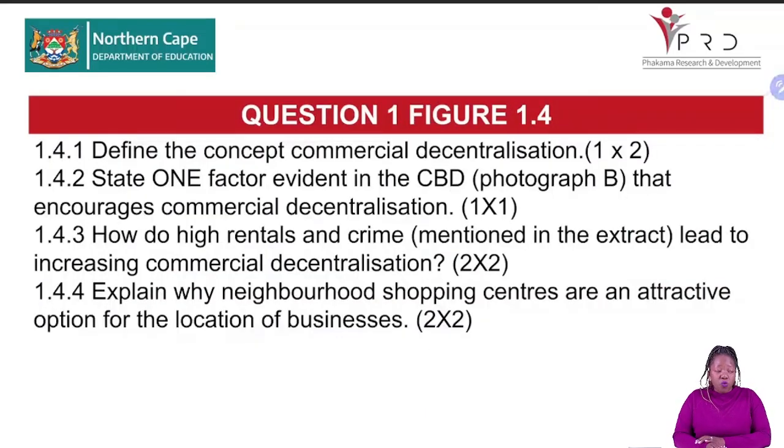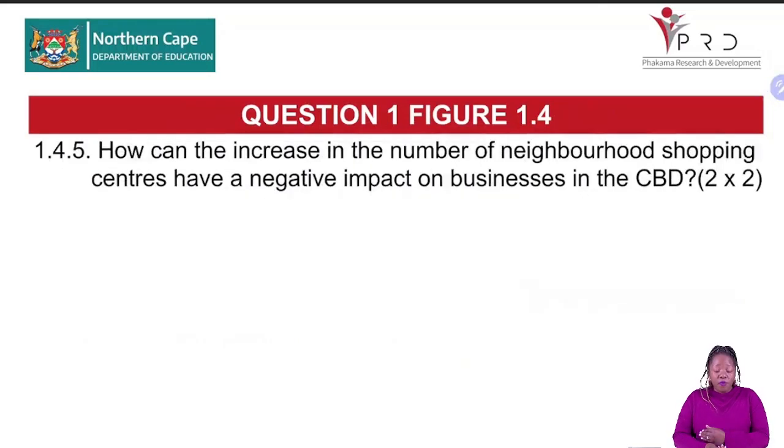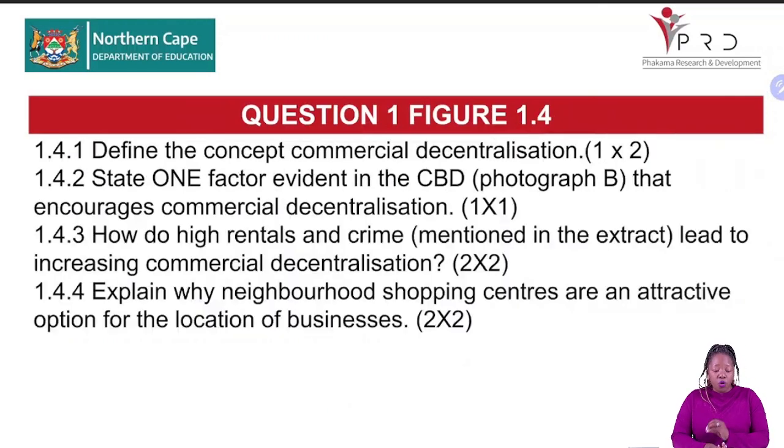Again, we've got your question 1.4.1 up to 1.4.4, and then after we're gonna move to the last one, which is your 1.4.5. Going through our question, you define the concept commercial decentralization for 2 marks, and then you state one factor evident in the CBD photograph B. So you go to photograph B that encourages the commercial decentralization.